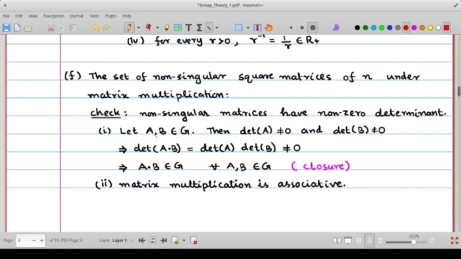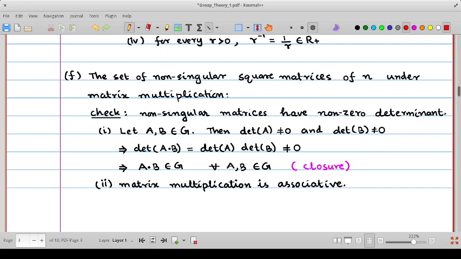Now we check whether it satisfies the properties required of a group one by one. So let A and B be two elements of the group. That means A is a square matrix of order n with determinant not equal to 0, and B is also a square matrix with non-zero determinant. Then since A and B are two n by n matrices, the matrix multiplication gives you the product A dot B as another n by n matrix.